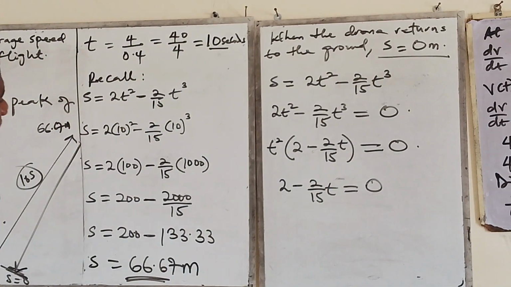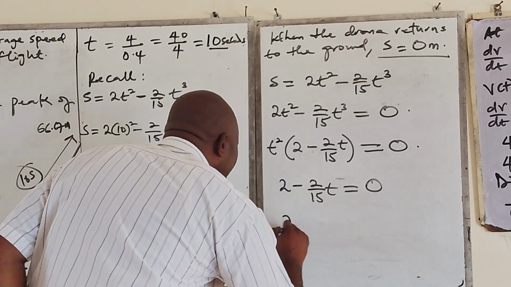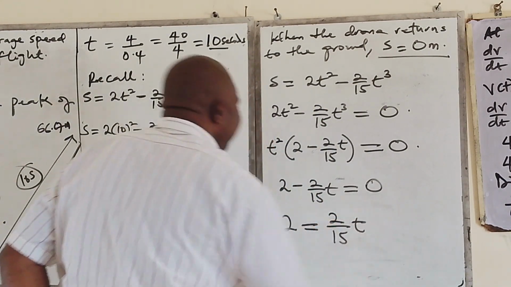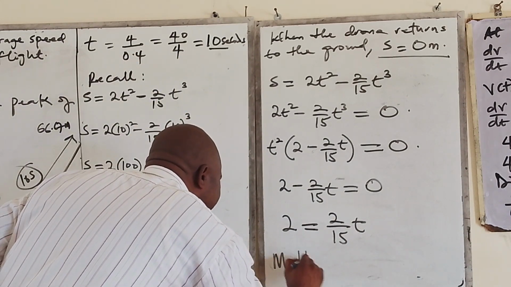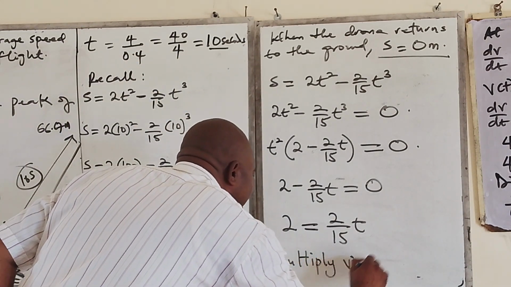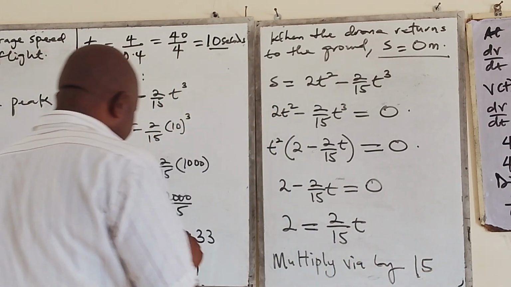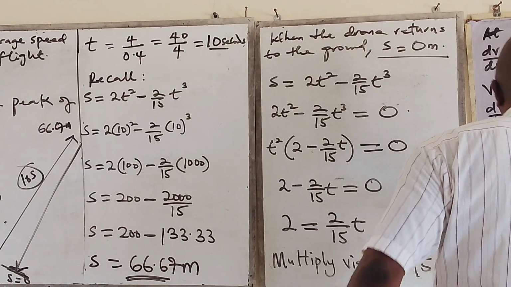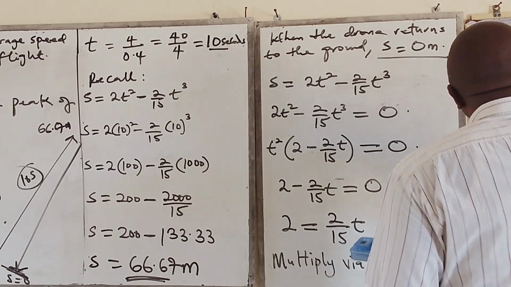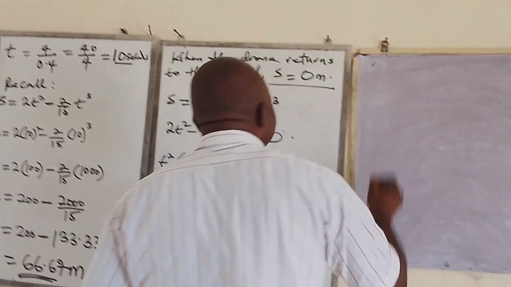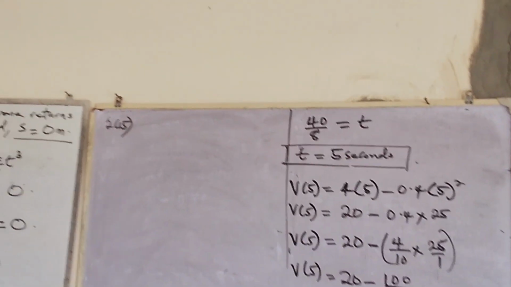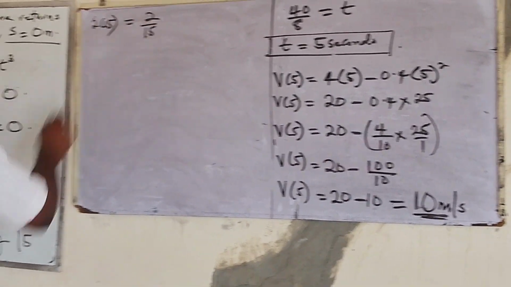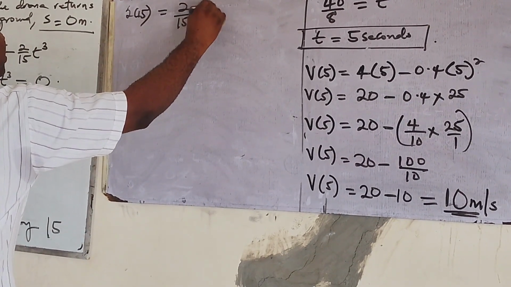At this point, when you collect like terms and take this minus to the other side, 2 becomes equal to 2 all over 15 t. Now let's multiply through by the LCM, which is 15. So when you multiply through by 15, we get 2 times 15, that's 2 in bracket 15, is equal to 2 all over 15, then times 15, then we have t.